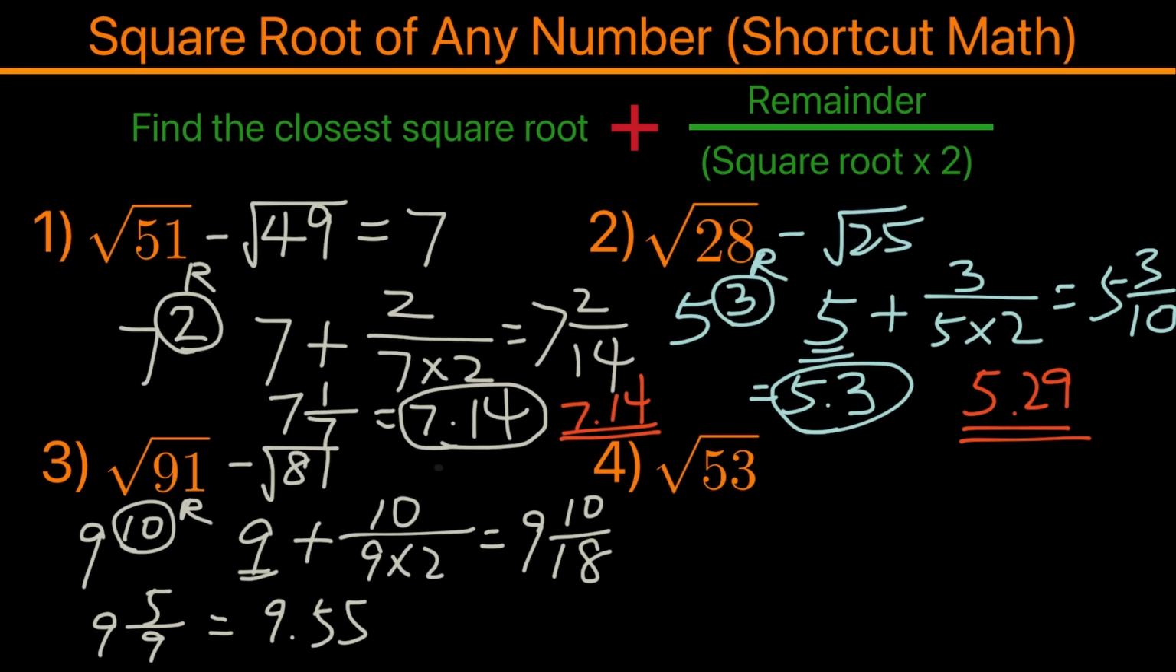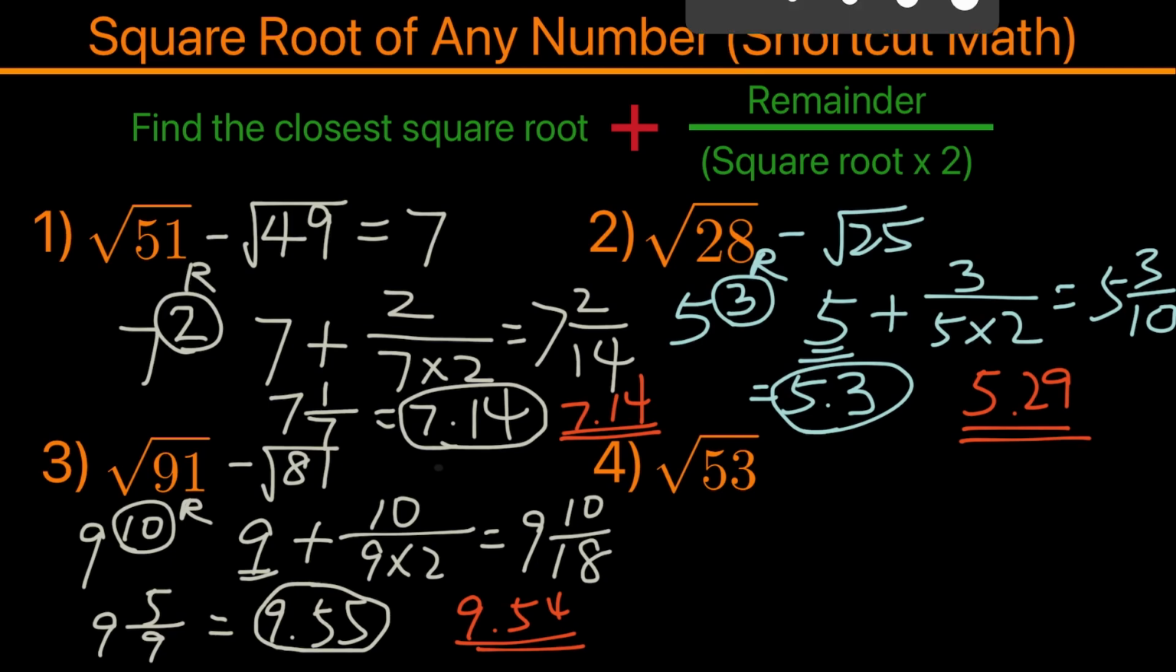Now the calculator version of this, if we punch in the square root of 91, we would get 9.54. So the calculator version is off by about 0.01, which is still very close.